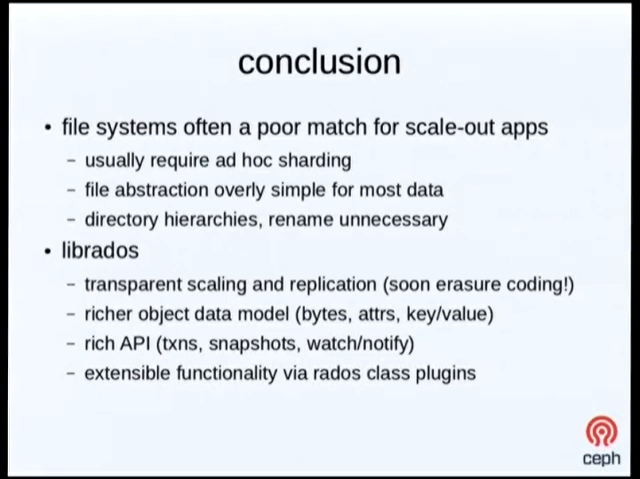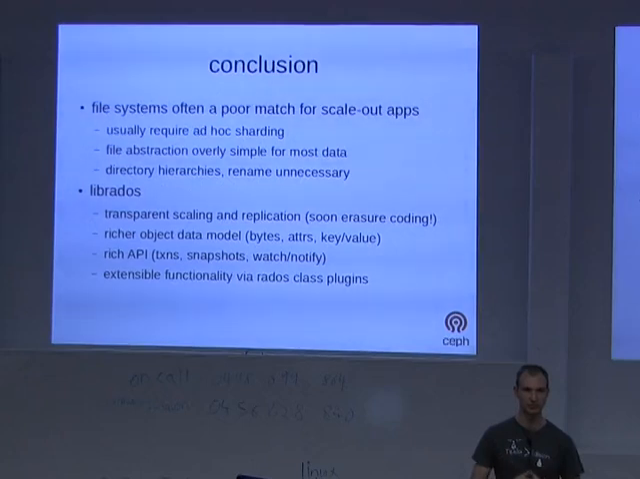The file abstraction is often overly simple for the kind of data that you're really going to store. And at the same time, the other complexity that file systems offer in terms of directories and renames and so forth aren't really important or useful for most scale-out applications where you're just shoveling image data into a storage system.